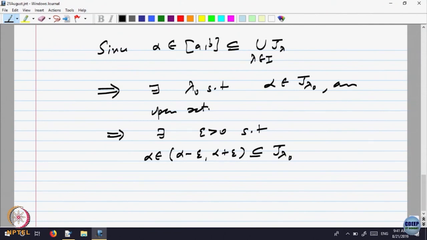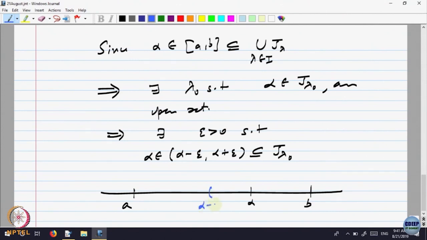So, you are slowly coming to intervals. So, let me draw the picture of what is happening. Here is A, here is B and here is alpha. So, there is some J lambda naught. So, there is an open interval alpha minus epsilon, and let us say this is alpha minus epsilon and this is alpha plus epsilon. So, this interval is inside J lambda naught.